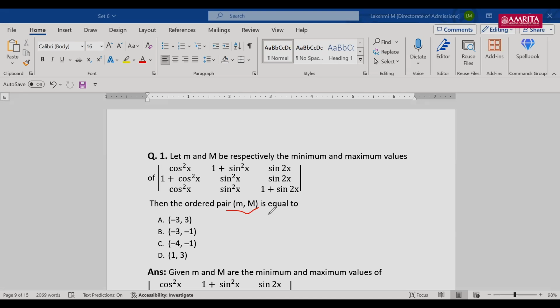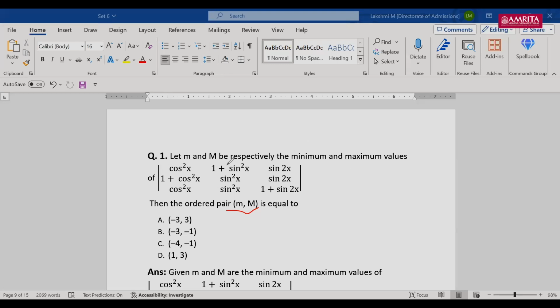A common pattern question that comes in all the exams. Let m and M, the small and the capital ones, be respectively the minimum and the maximum values of the determinant.